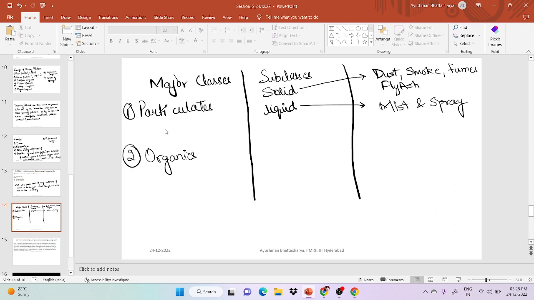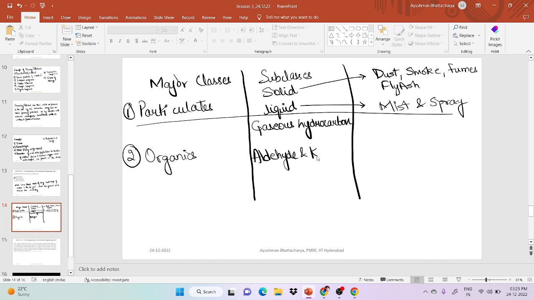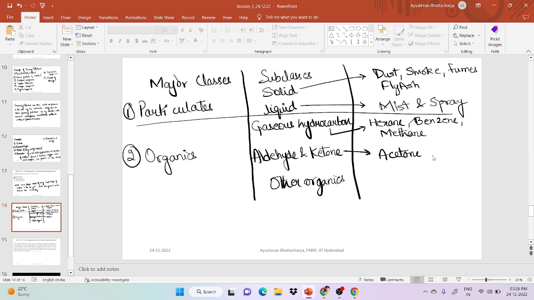Now second, under organics, it is gaseous hydrocarbon, then aldehyde and ketone, then other organics. In case of gaseous hydrocarbon, it is hexane, benzene, methane. In case of aldehyde and ketone, it is acetone and formaldehyde.